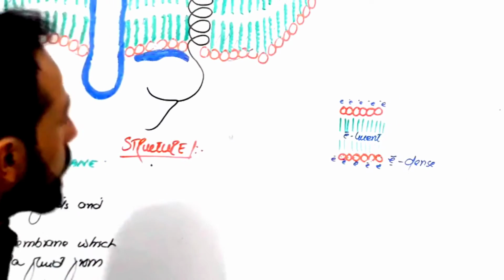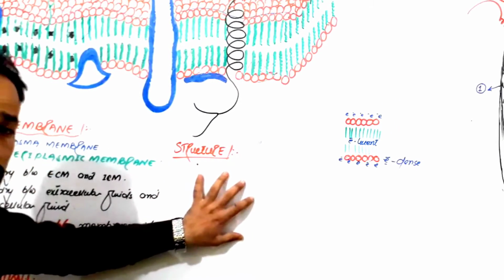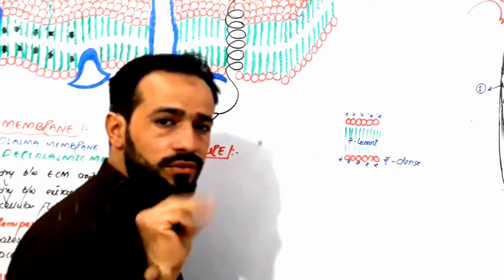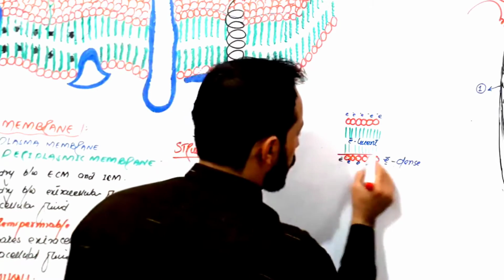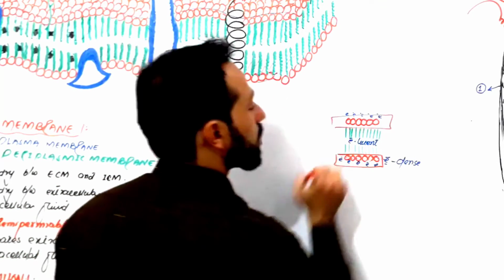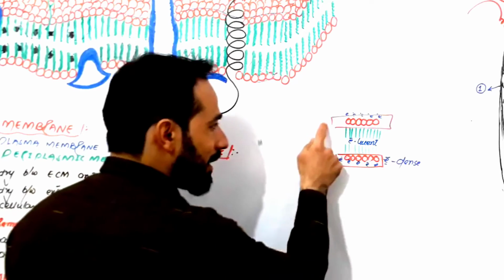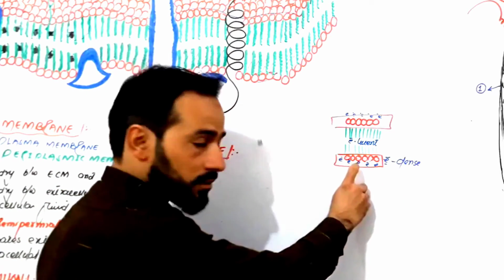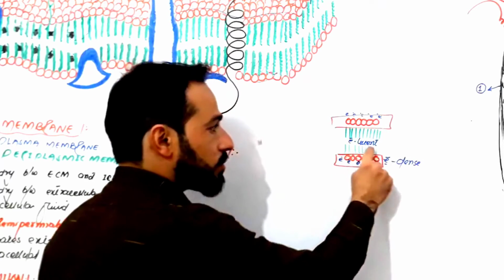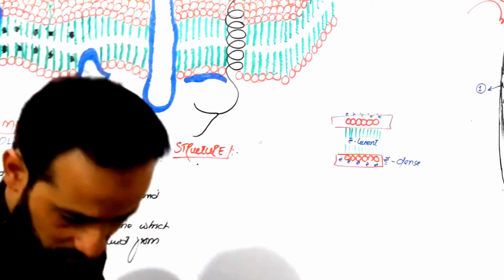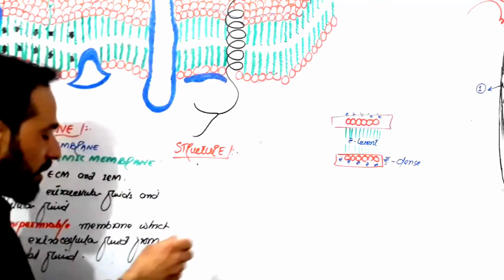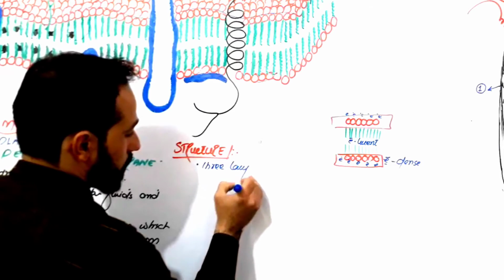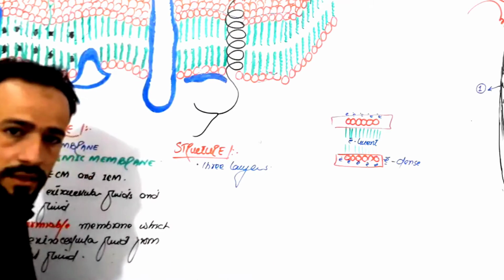So how many layers is the cell membrane composed of? The book says that it is composed of three layers. The inner and the outer, so there are two electron dense layers, they contain more electrons. But the middle layer, the electron lucent layer, contains fewer electrons. So the cell membrane is composed of three layers.